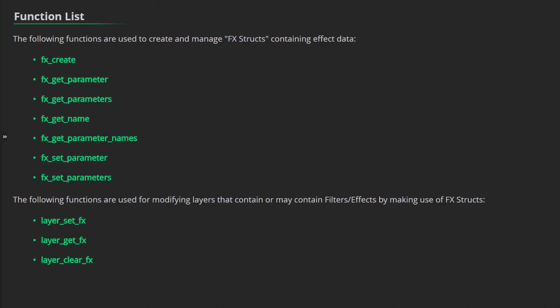You can also get a parameter struct from the effect struct with fxGetParameters, and you can then set values in that parameter struct the way you normally set values in a struct, and then apply that whole struct back to the effect struct with fxSetParameters.